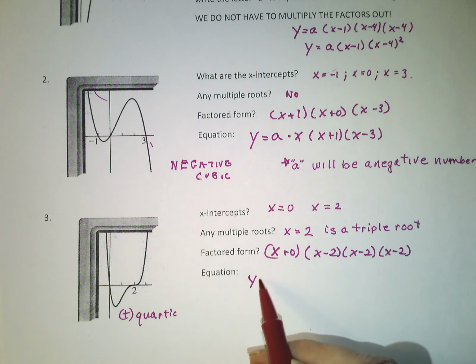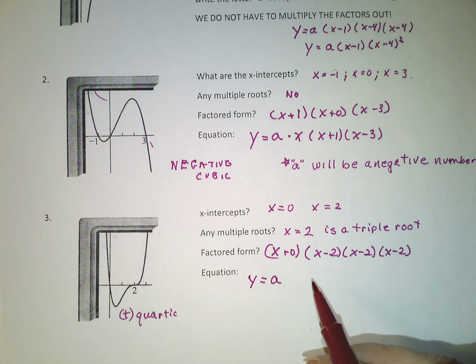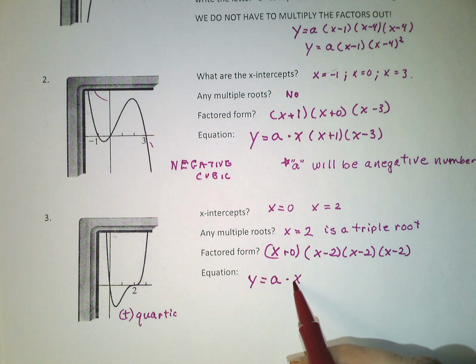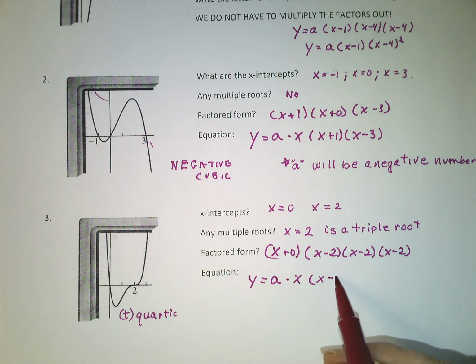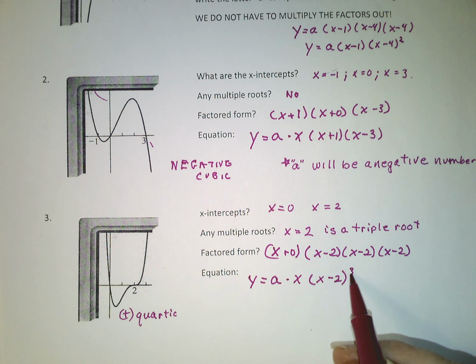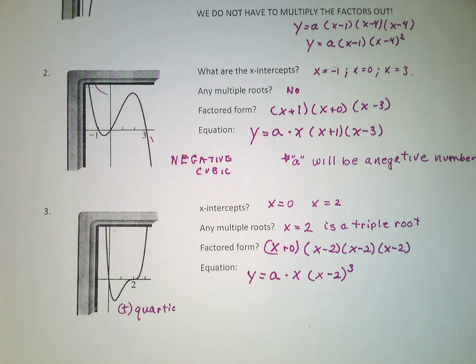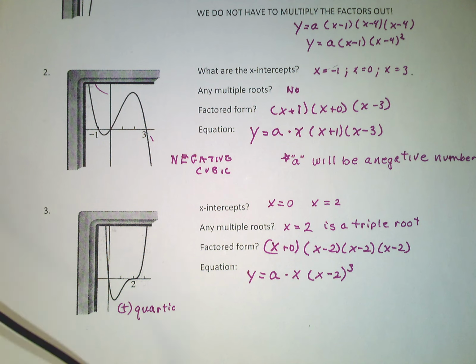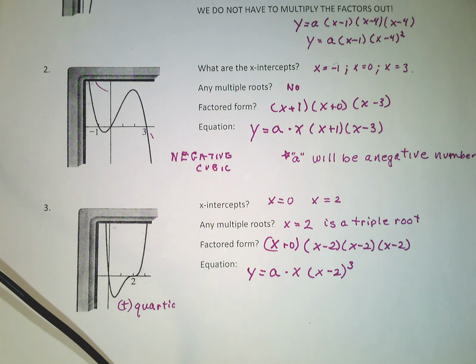So the equation is going to be y equals our mystery multiplier a times x times the quantity x minus 2 cubed. And that will be it. And said next week we'll find out how to find a.